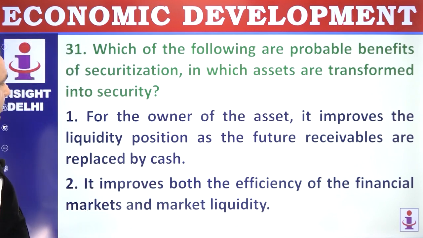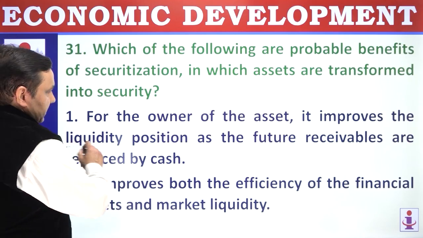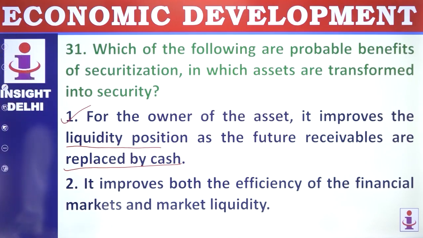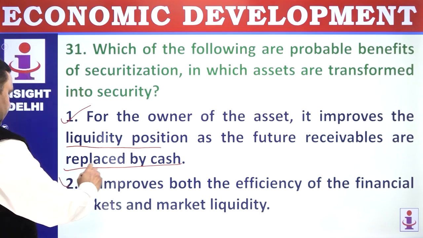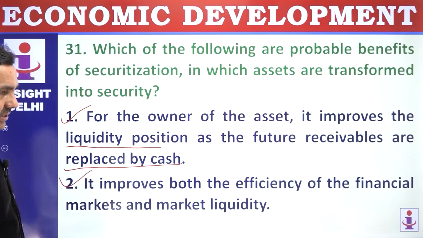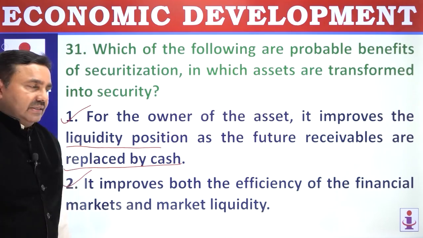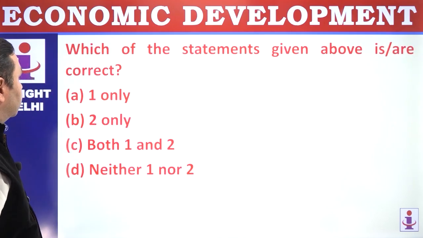For the owner of the asset, it improves the liquidity position because you can sell it, you can transfer it easily. It improves both efficiency. Of course, once you can transfer easily, it means efficiency. They don't have to go for registration and all those kinds of things, which happens in case of real estate or land, selling and buying. Which are correct? Both are correct.